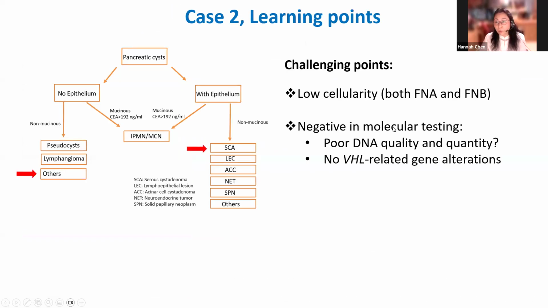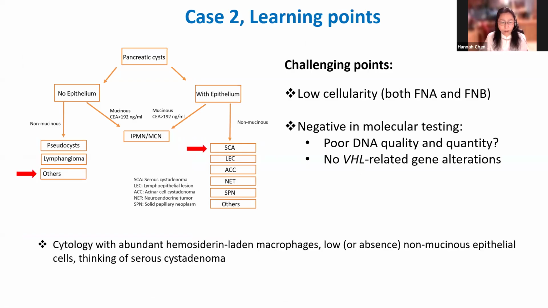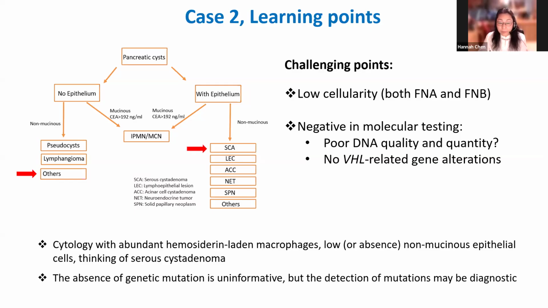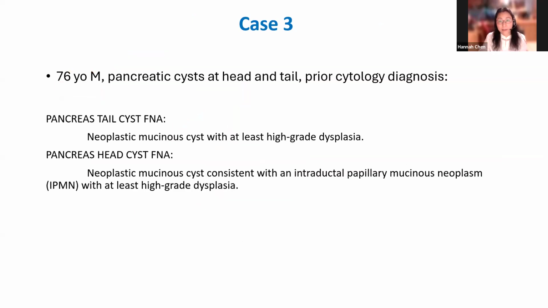In this case, the challenge point is also low cellularity in both fine needle aspiration and fine needle biopsy. It is also negative in molecular testing. It could be due to poor DNA quality and quantity, and this case also shows no gene alteration. The learning point for this case: cytology with abundant hemosiderin-laden macrophages and low or even absent non-mucinous epithelial cells, just think of this. The absence of genetic mutation is uninformative, but the detection of mutation may be diagnostic.